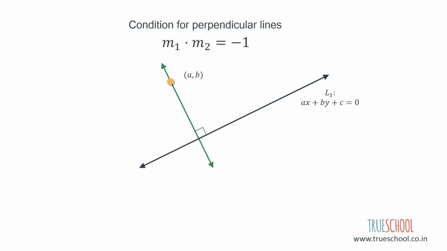We can find the slope of the original line by looking at the coefficients of x and y. The slope of a linear equation like this is minus coefficient of x by coefficient of y. Thus, the slope of the line is minus a by b. And so, the slope of the line perpendicular to this will be b by a. This comes from the fact that the product of slopes of lines perpendicular to each other is minus 1.